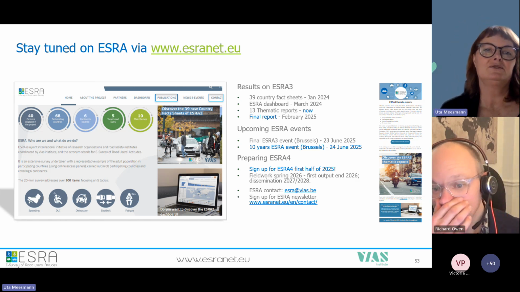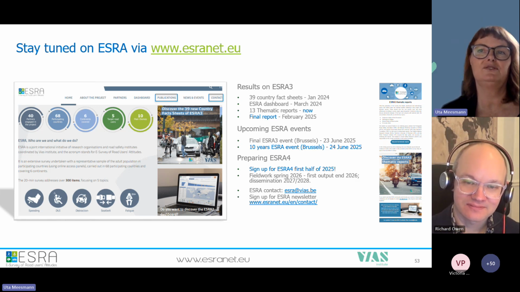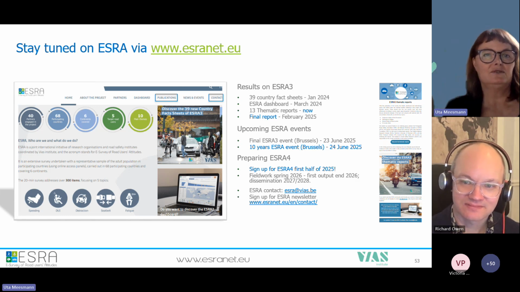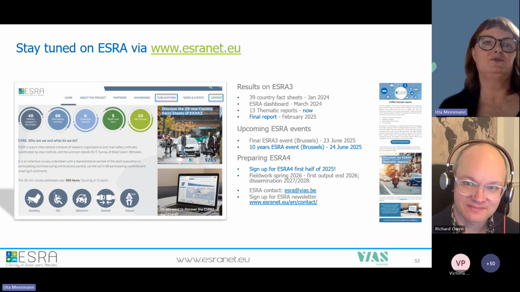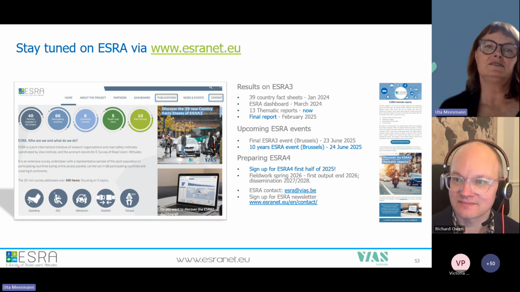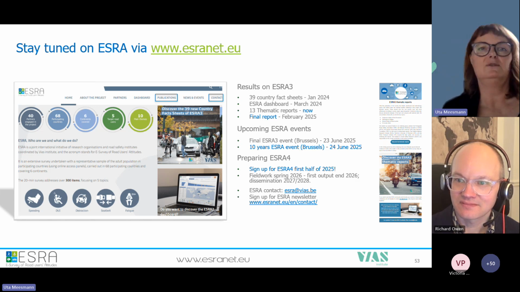So we plan to conduct the fieldwork of our next edition, ESRA 4, in spring 2026, which means that all partners, including the UK, have to sign up before the summer this year. We need this preparation time with all the translations to be able to do the fieldwork in 2026. And then the aim is to have the results ready for the partners at the end of the year, 2026, and to disseminate the results in the 2 following years.